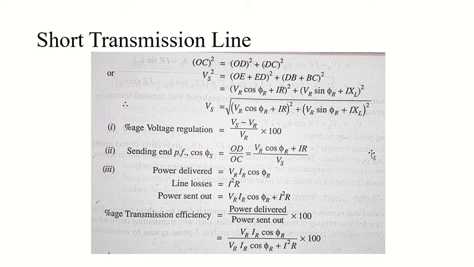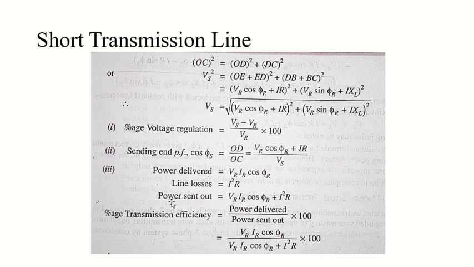Now what will be the losses? What will be the line losses? It will be nothing but I square R losses. That will be your line losses, right? So the total power which will be sent out will be the total power delivered plus the line losses, right? Because what is the input? Input is always equal to output plus losses, right?